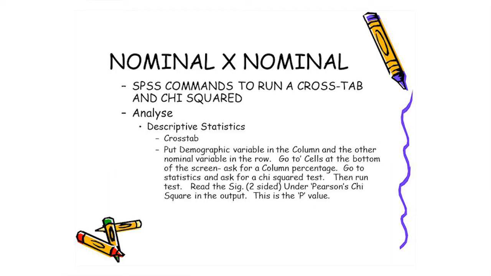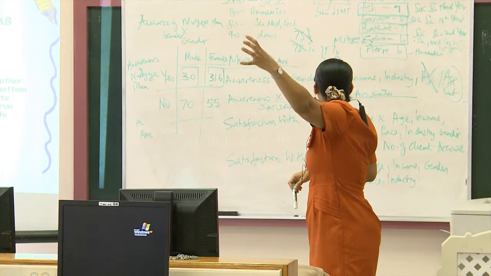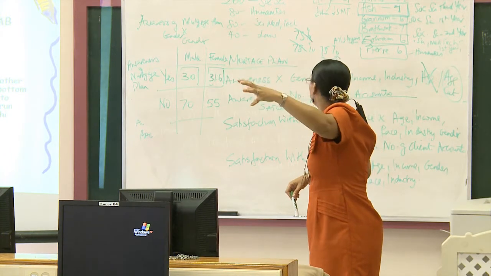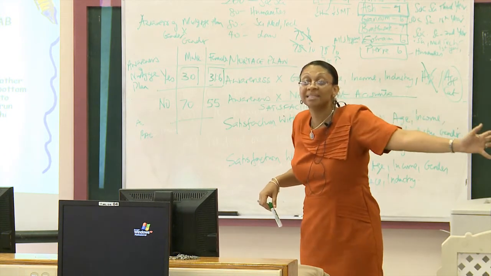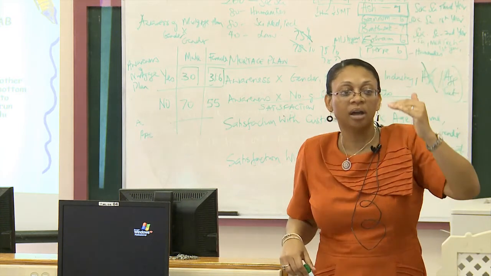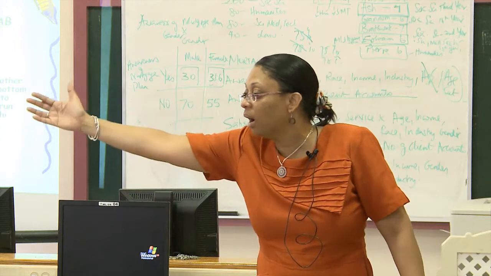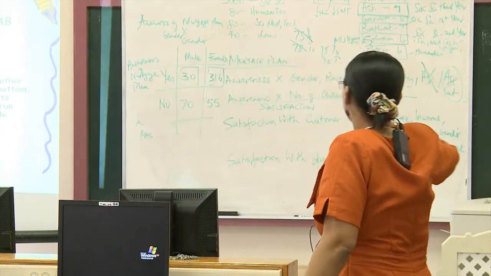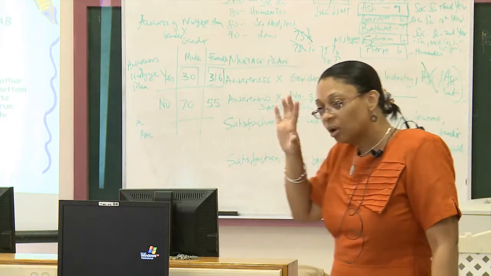SPSS commands to run a nominal by nominal. So what are we running? Gender, race, income, industry by awareness of the mortgage plan. Is that what we're doing? We're looking at all of these categorical variables and then running them by what? Awareness of the mortgage plan. So let's not worry, we're going to get through it.